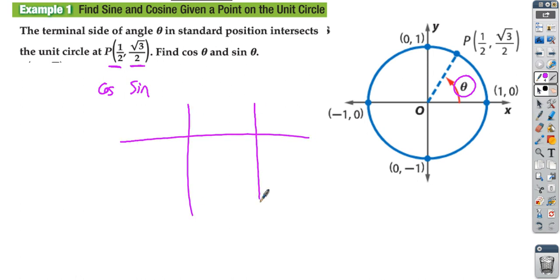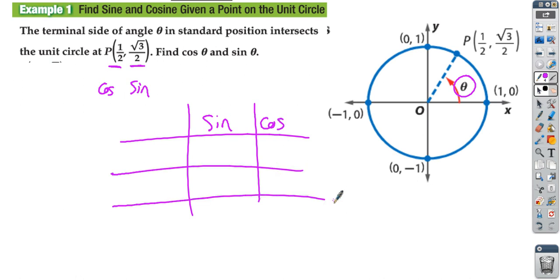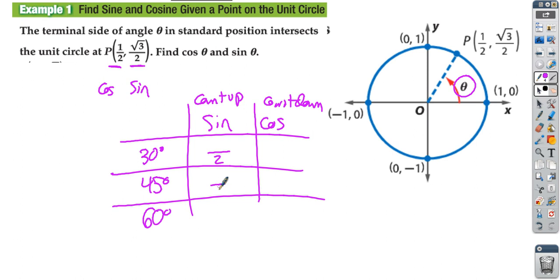So this is a table of sine and cosine angles, and if you know these 3, you know pretty much everything you need to know. 30, 45, and 60. And the trick is that the sines count up and the cosines count down. Everything is a fraction over 2. The sines count up: radical 1 over 2, radical 2 over 2, radical 3 over 2. So 1, 2, 3. Cosines go radical 3, radical 2, radical 1. Remember, radical 1 is just 1, so we don't need to write the radical there.